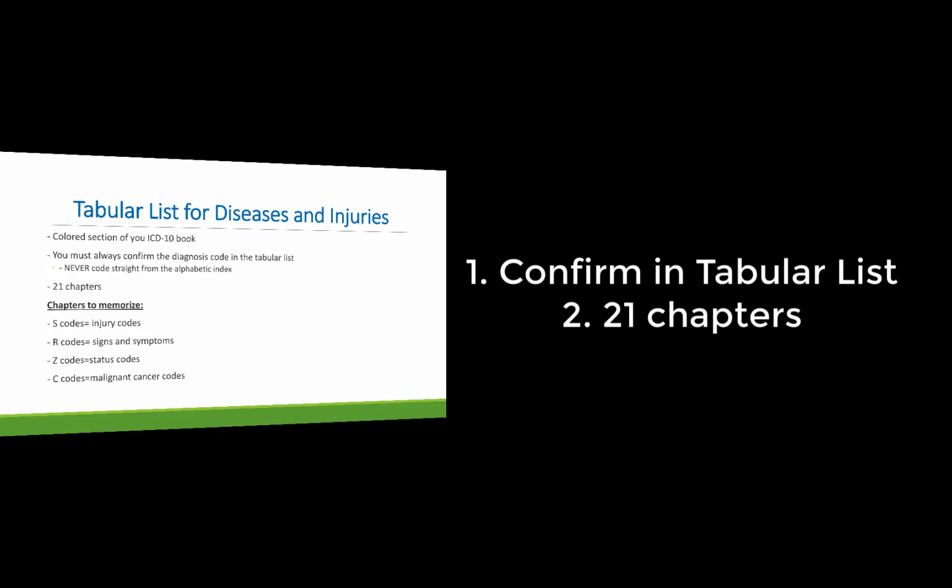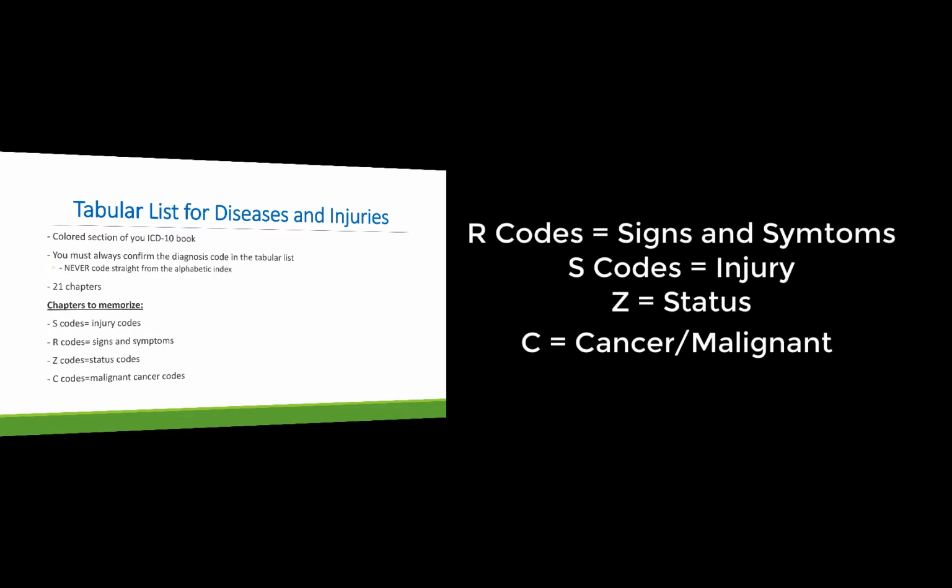There are 21 chapters, and I'd like for you to go through them now. Some chapters to memorize that will help you in the future and especially on your test are S codes equal injury codes, R codes equal signs and symptoms, and C codes equal malignant cancer codes. Write those down in your book.